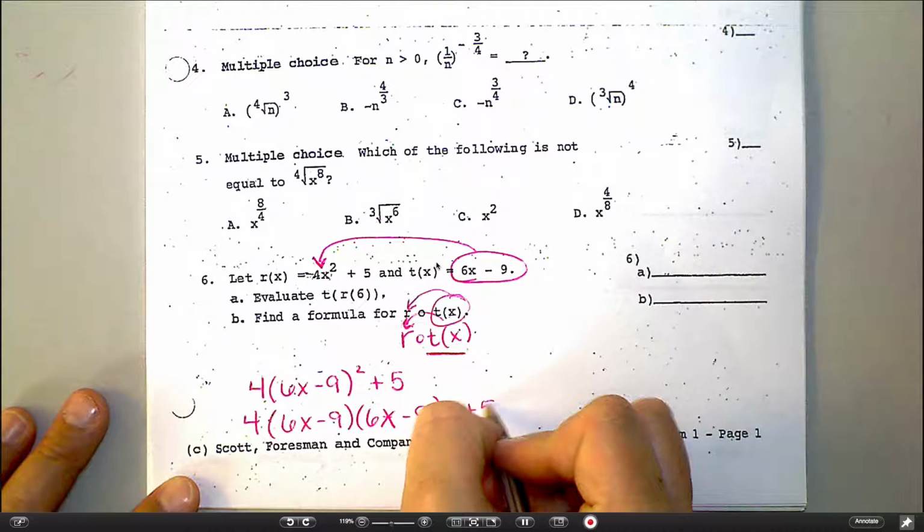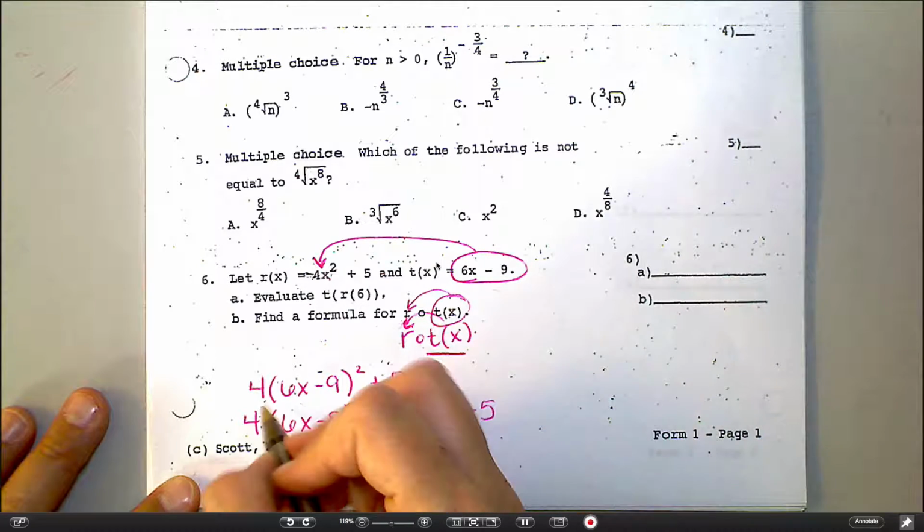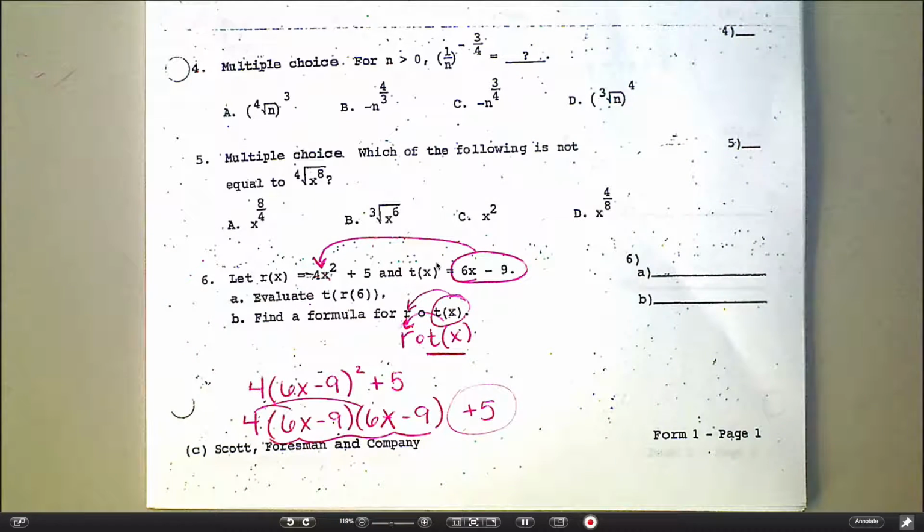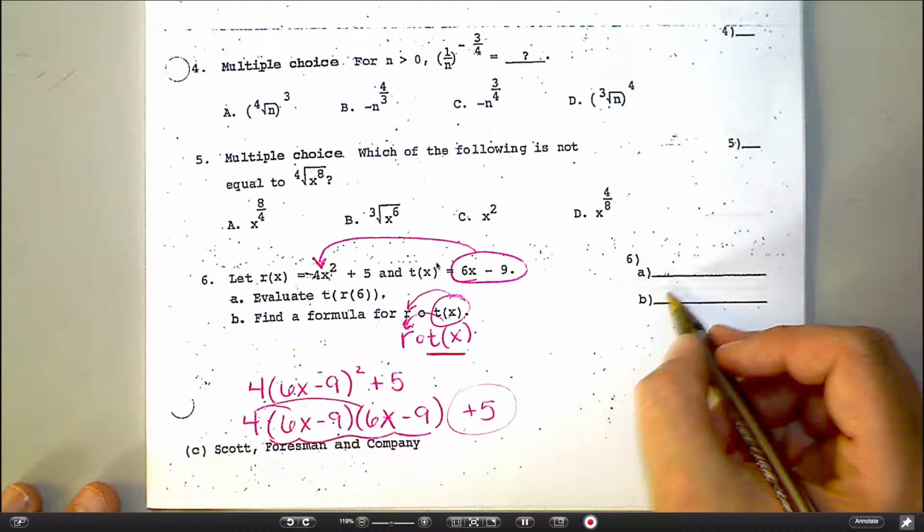Plus 5, and so you would FOIL these together, and then you would distribute the 4, and then you would add the 5, and so your final answer would be something x squared plus something x plus something, and that's what would go in there for B.